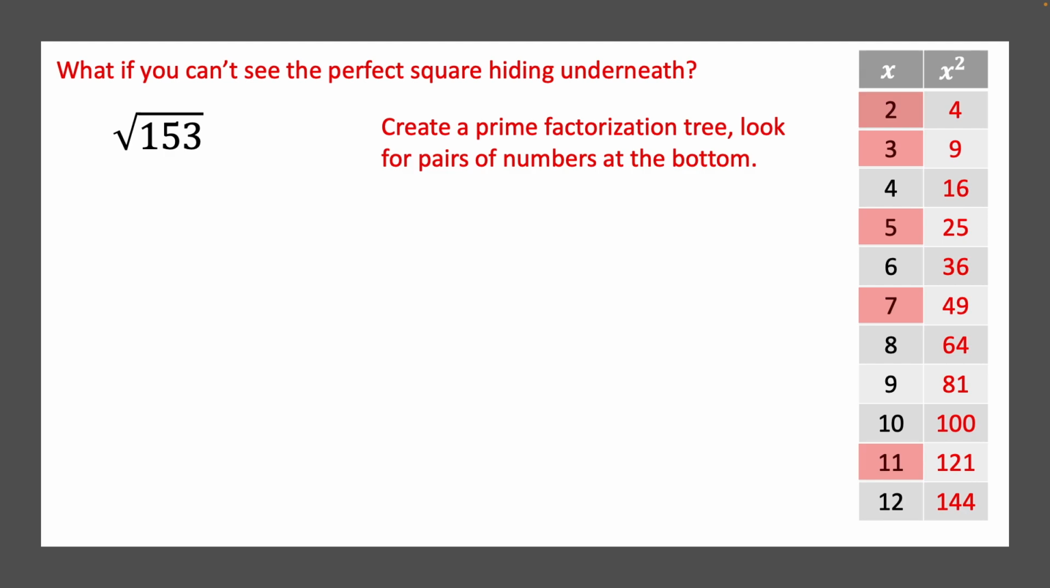So 153, well, what do I do with that? It's not divisible by 2 because it's an odd number, but if I take 153 and divide it by 3, I get the factors of 3 and 51.